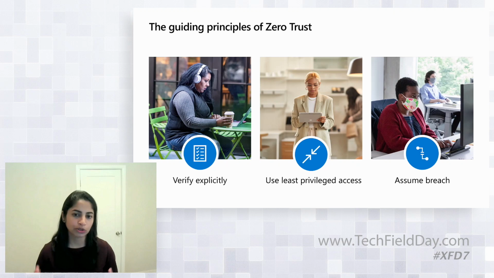Second, we want to use least privilege access. And this is about limiting access with just in time and just enough principles that we are familiar with. Lastly, assume breach and minimize the blast radius with microsegmentation, end-to-end encryption, continuously monitoring your environment, and making sure you have automation in place to respond to those threats in real time.